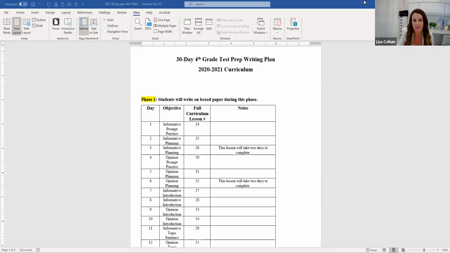This is phase one of our 30-day writing plan. This is where students are going to be working on the outer parts of the essay. For all of the lessons during this phase, they'll be using the box paper. Please make sure they're using box paper for all of phase one.